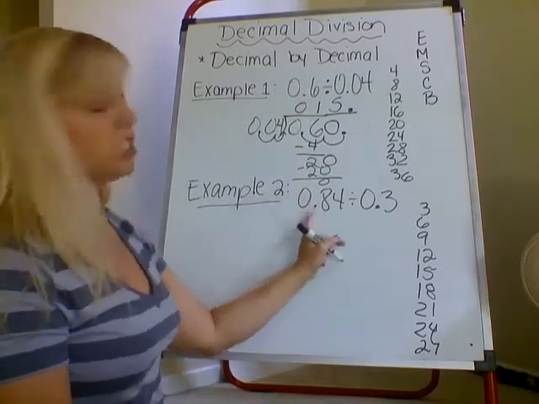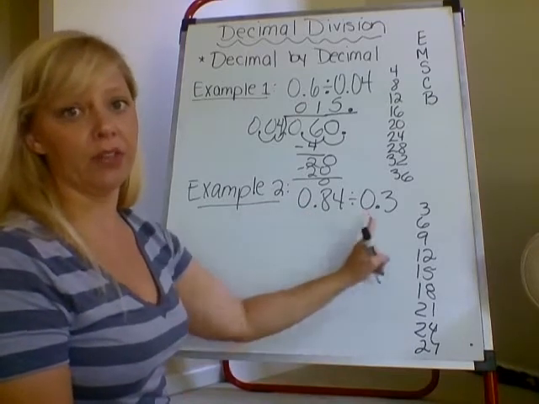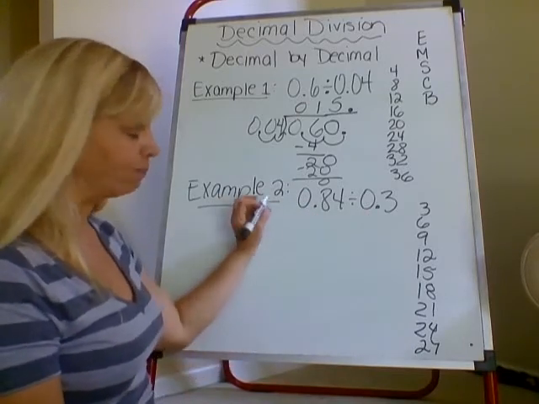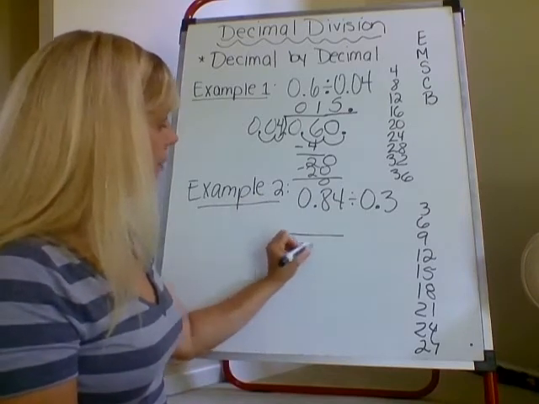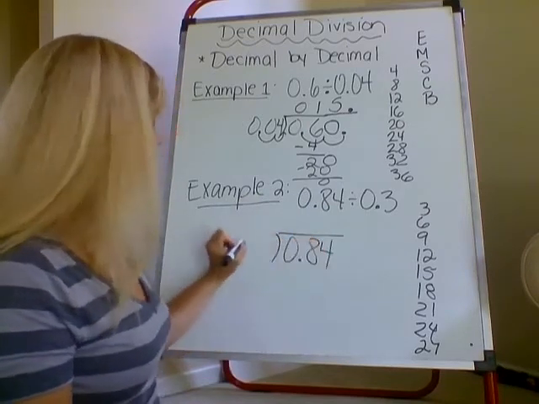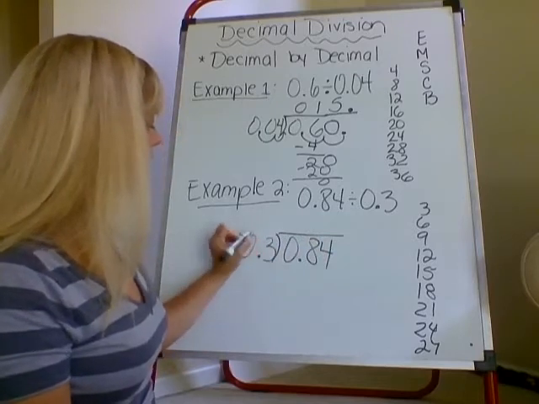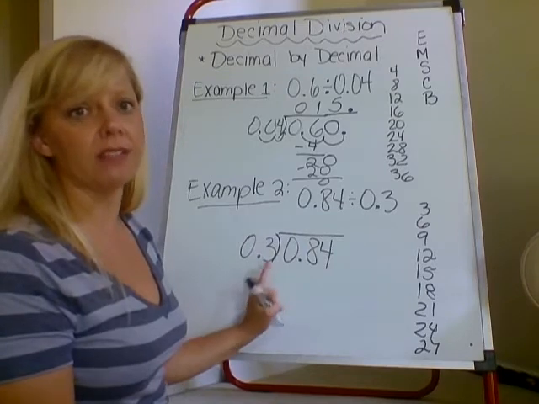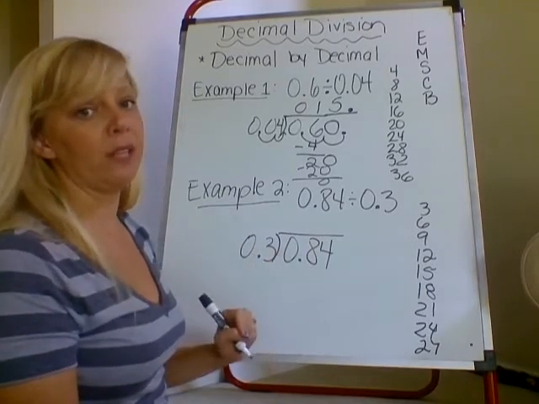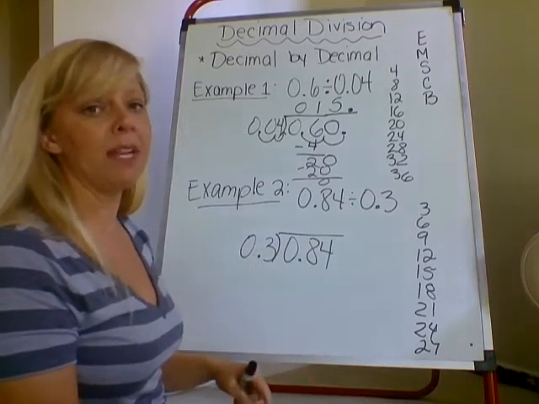All right. Now let's go on to one where it doesn't go in evenly. 3 does not go into 84 evenly. So same thing. I put my 84 hundredths on the inside, my 3 tenths on the outside. So again, if I have 84 cents and I'm grouping it by 30 cents, 30 does not go into 84 evenly. I'm going to have some left over. So that's going to be my decimal.